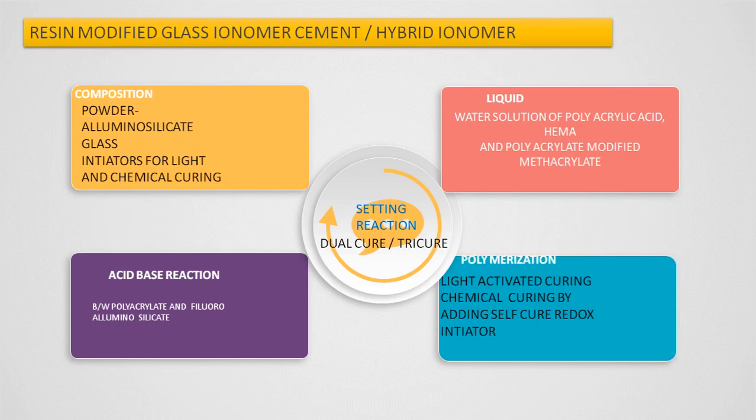Coming to the resin modified GIC, which is actually the hybrid ionomer, a hybrid between the glass ionomer cement and composite. The glass ionomer cement consists of the glass ionomer powder. We add initiators, both light and chemical. To the liquid, we add methyl methacrylate, hydroxyethyl methacrylate, and acid modified methacrylate monomers and polymers, and both of them are mixed. The mixing time is probably around 90 seconds. The setting time is around 5 minutes.